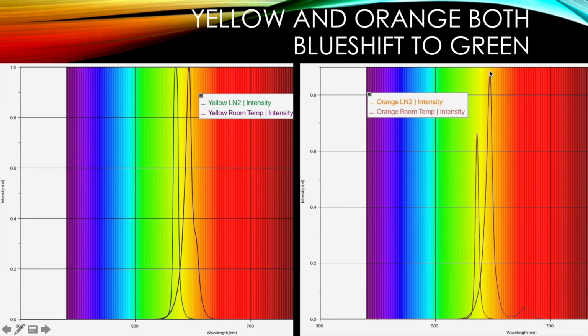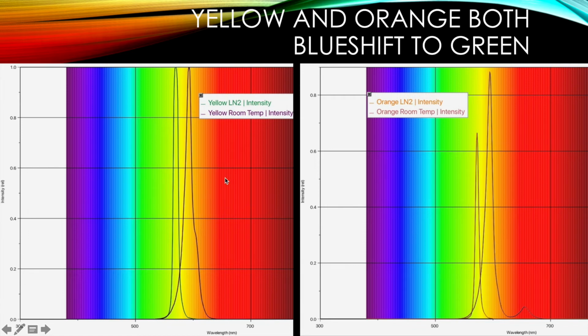And the peak wavelength is very similar. The yellow one's just a little broader, and so that's what gives it that yellow appearance to the eye. The orange one's a little narrower, missing some of the orange. But in the liquid nitrogen, the peak is almost at the exact same place, and they both are pretty narrow, and they both appear green.